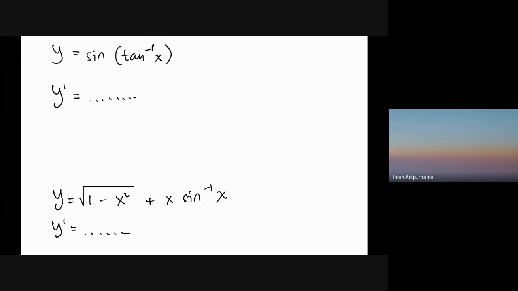This part needs us to find the derivative. It can use the chain rule. So for the first one, you can directly write this becomes cosine tangent inverse x, and then d/dx of the tangent inverse x. Let me write with the dark color tangent inverse x.